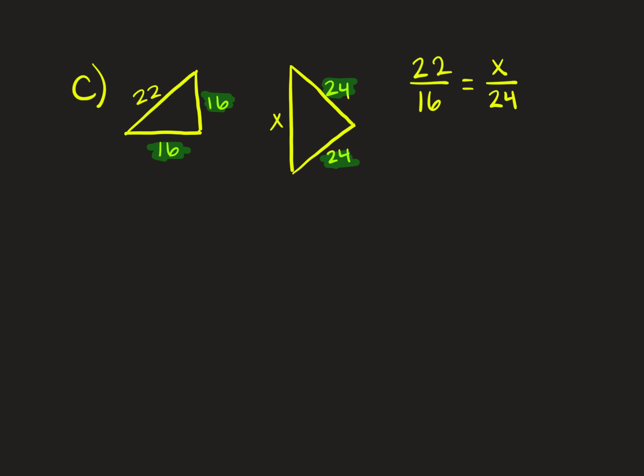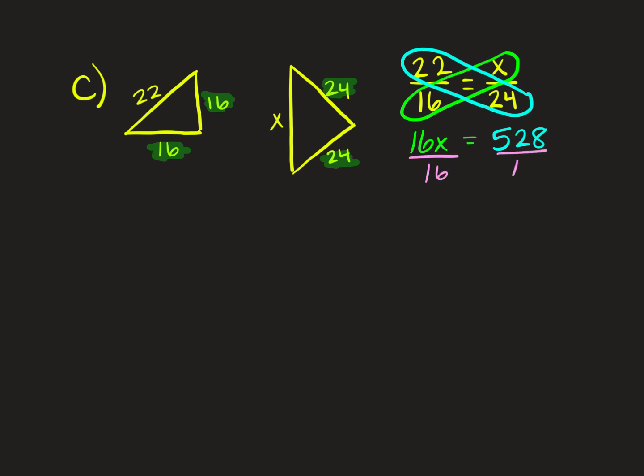So now I'm going to cross multiply. 16 times x is 16x. And 22 times 24 is 528. Now I want to divide both sides by 16 in order to figure out what x is. And x is 33.